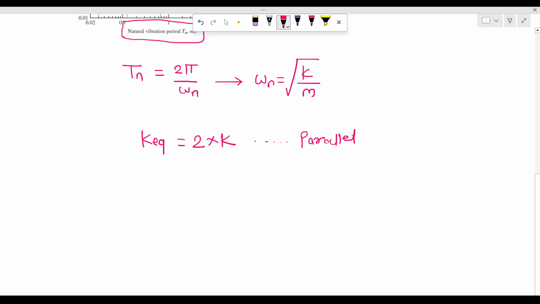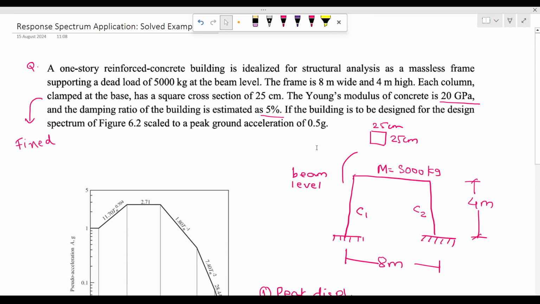You can watch our video on series and parallel also. The link is in the description box. So as the columns are fixed, the equivalent stiffness K or stiffness K will be equal to 12 EI upon L cube, right? Now, if you see here, this is E, which is directly given. This is the length or height of the column, which is directly given, right?